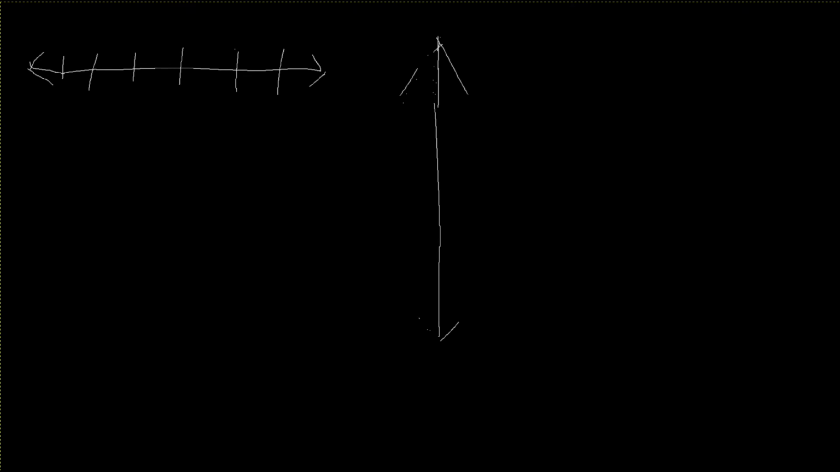All right, so we got these two number lines, right? Now, again, remember, vertical is moving up and down. Horizontal is moving left and right. Now, what happens is that our horizontal and our vertical number lines, they're going to end up overlapping with one another.